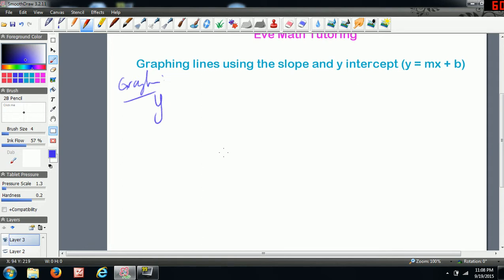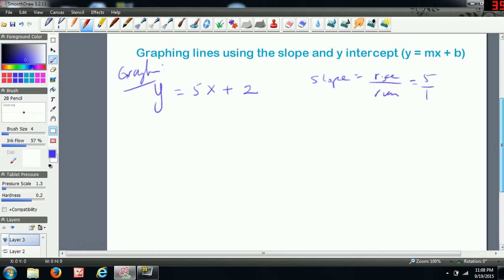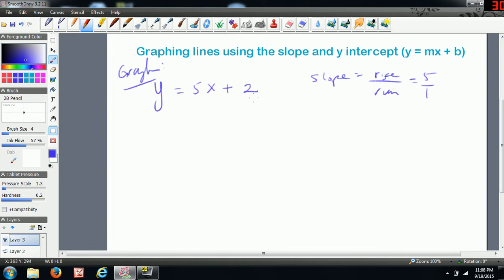y equals 5x plus 2. Okay, so over here our slope is equal to 5 rise over run, and that's obviously 5 over 1. If it's not a fraction, just always write it over 1. Like I said, every number is actually written over 1, we just don't see it. And then that's the slope, and the y-intercept in this case is 2.